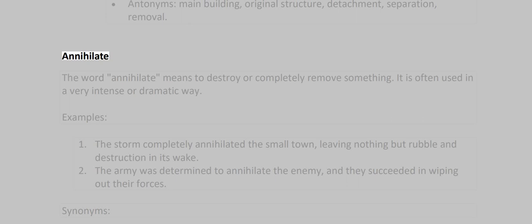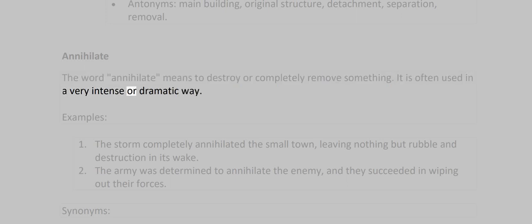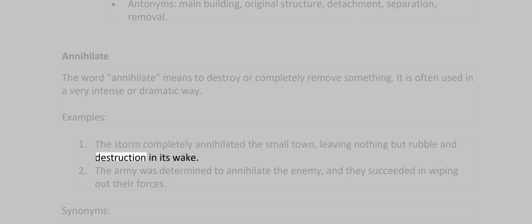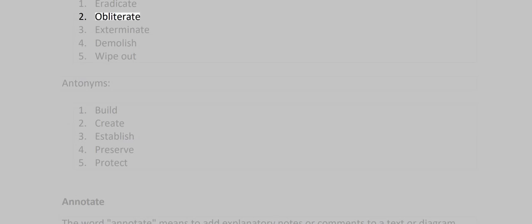Annihilate. The word annihilate means to destroy or completely remove something. It is often used in a very intense or dramatic way. Examples: 1. The storm completely annihilated the small town, leaving nothing but rubble and destruction in its wake. 2. The army was determined to annihilate the enemy, and they succeeded in wiping out their forces. Synonyms: 1. Eradicate. 2. Obliterate. 3. Exterminate. 4. Demolish. 5. Wipe out.